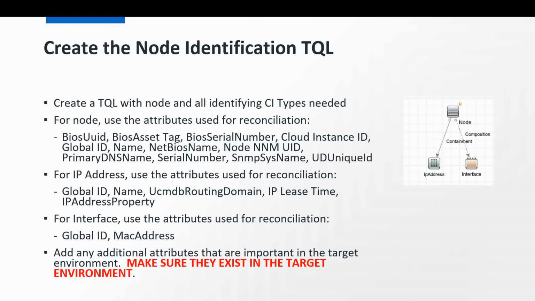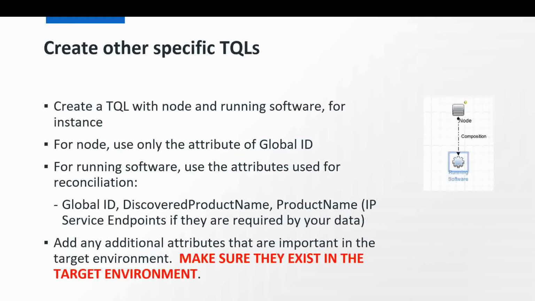For more information, there is a class on creating good TQLs. Now, once you've created the node TQL, then you need to create any other specific TQLs that you want to run. In this case, I want to also push running software, right? So I want to create a TQL with a node, again, with the subtypes excluded that we had excluded in the previous TQL, and whatever running software.